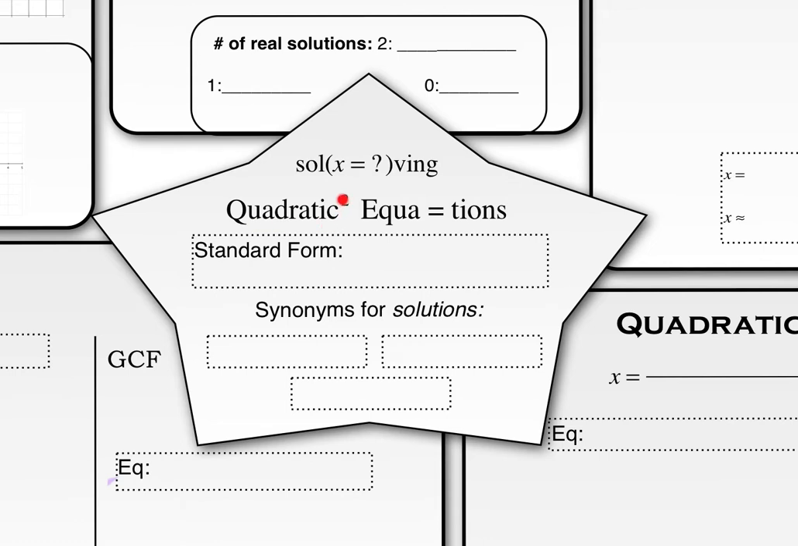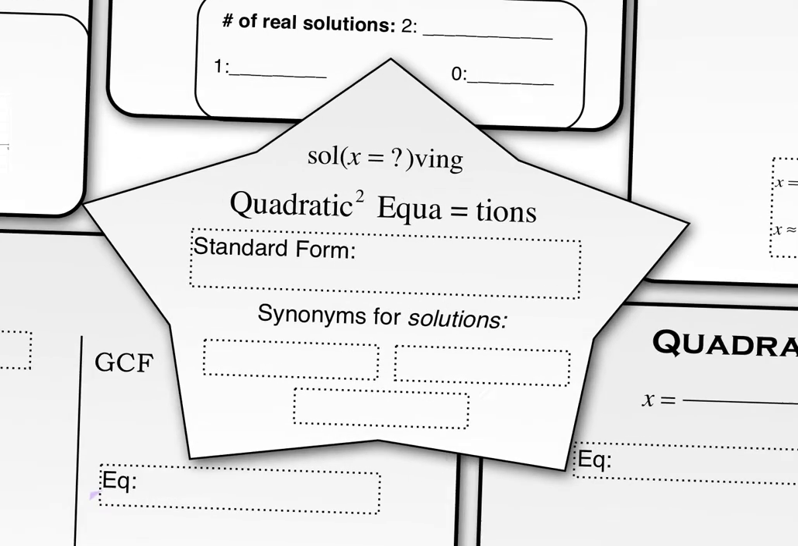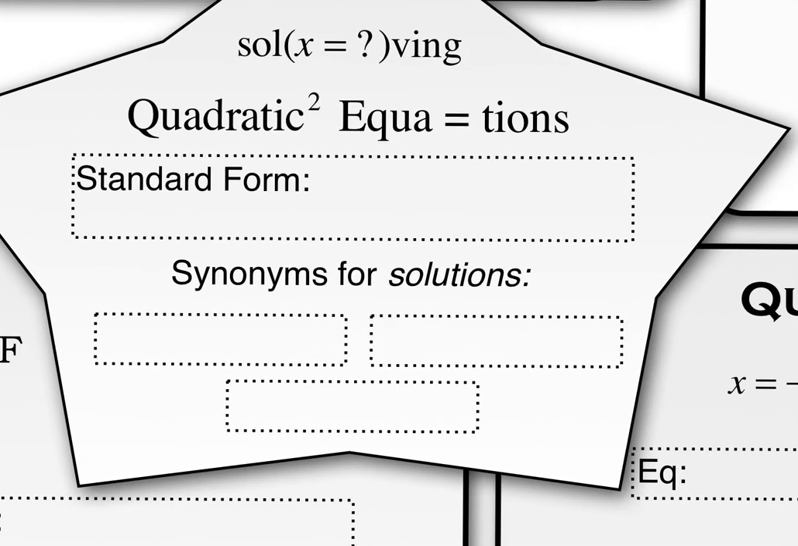Quadratic means you have to have a square. Equation, got to have an equal sign. So first off, what is standard form? Well, standard form looks like this, where we say ax squared plus bx plus c is equal to 0.